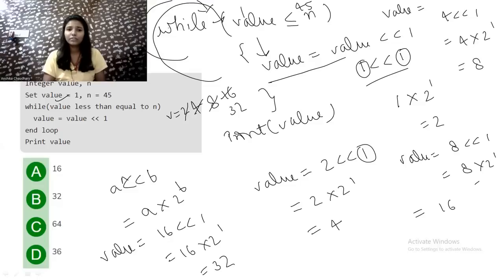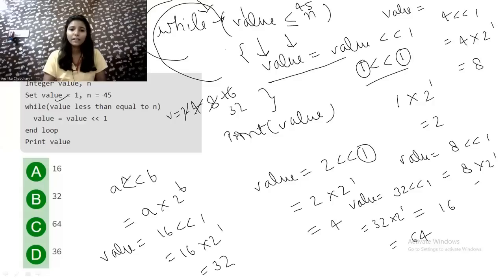Again we will come into the while loop condition and check whether 32 is less than or equal to 45. Yes, it is. Again we will update the value. So now I am updating here value equals 32, left shift 1. So 32 into 2 raised to the power 1, 32 to the 64.